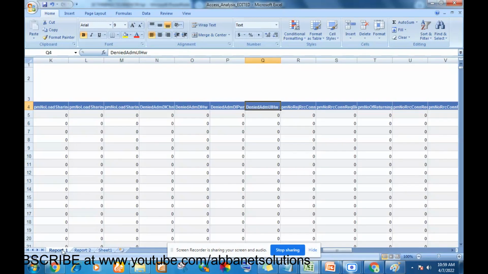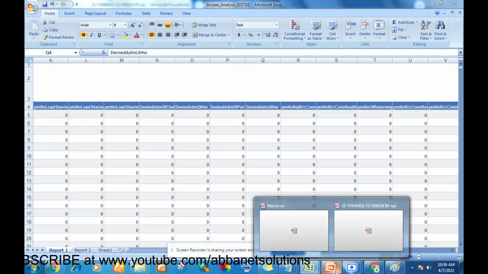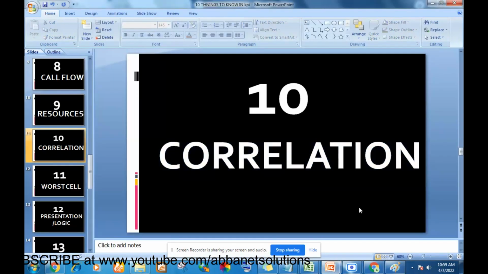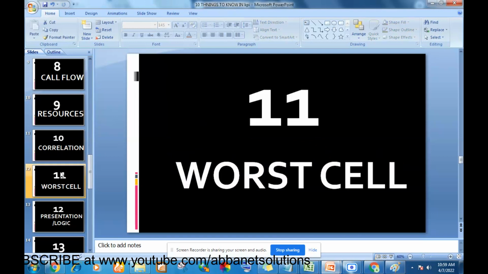Every engineer must know how to correlate before you come to the conclusion that this is exactly the problem with the network. Number 11, worst cells. It's very, very important.